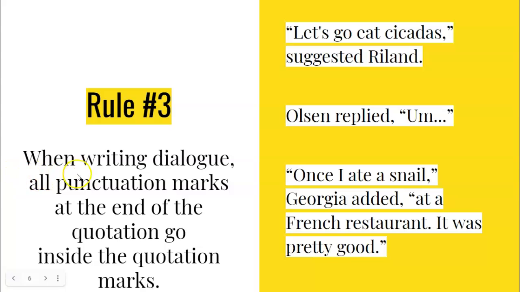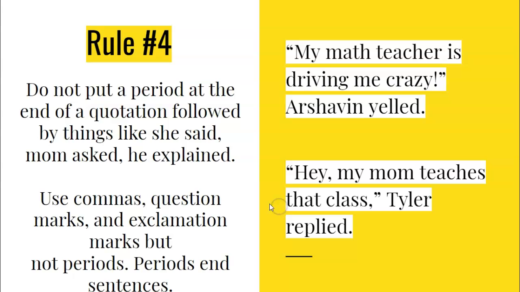Rule number 3. When writing dialogue, all punctuation marks at the end of the quotation go inside the quotation marks. So for example, you see the comma up here and the period in here. They're all inside the quotation marks. "Let's go eat cicadas," suggested Ryland. Wilson replied, "Once I ate a snail," Georgia added, "at a French restaurant. It was pretty good."